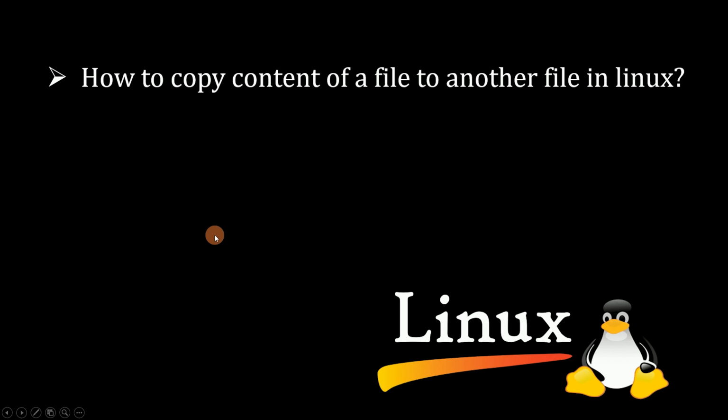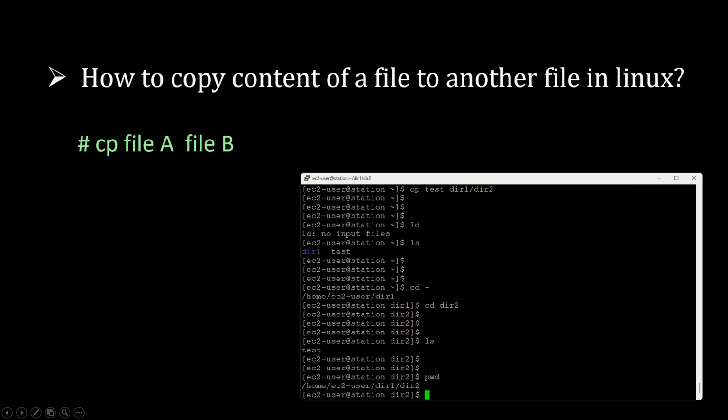Now let's move toward next command. How to copy content of a file to another file in Linux. So command will be cp file A, then file B. File A and file B is nothing. File A will be the source. File B will be the destination file name. So let's try over here itself.